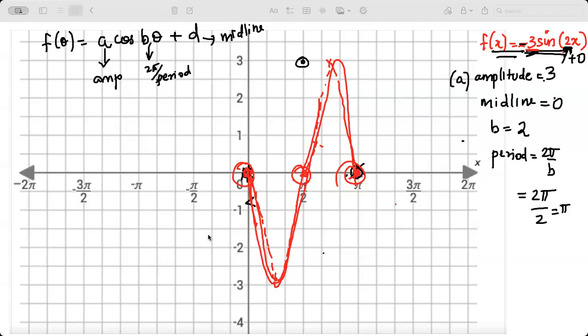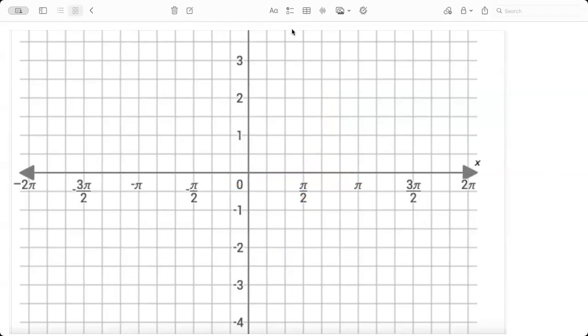Okay. Do you think you can draw the graph for, let's say, I want to give you a simpler one. Minus 2 cos x by 2. Do you want to try or you want me to try?